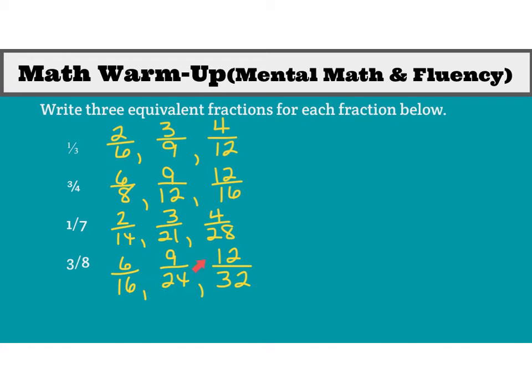9/24, and 12/32. Now you might have multiplied each of those fractions by a different number and gotten a different answer, and that would be perfectly fine. You could have picked 10, you could have picked 100, you could have picked whichever number that you chose.